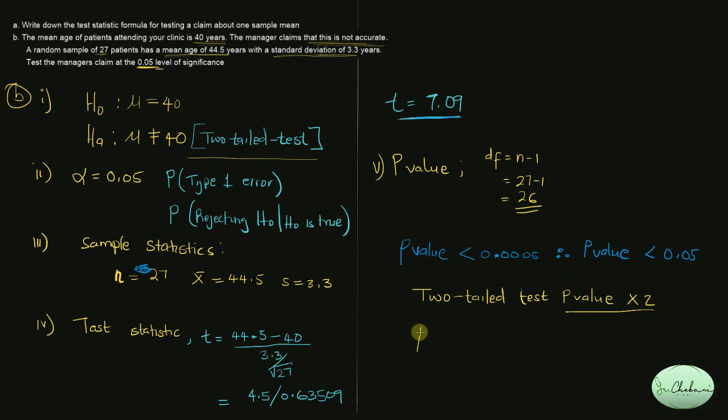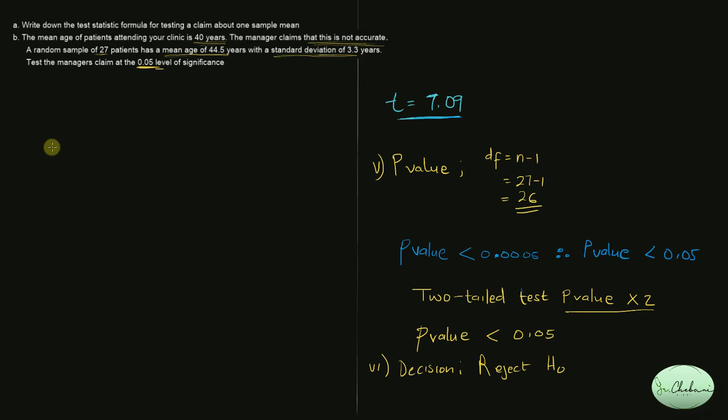Our p-value is going to be less than 0.05, and therefore our decision, so point number 6 there is our decision. Our decision is that we reject. Remember, if the p-value is less than 0.05, we reject the null hypothesis. And then what is our conclusion? So we have rejected the null hypothesis, so what will be our conclusion?